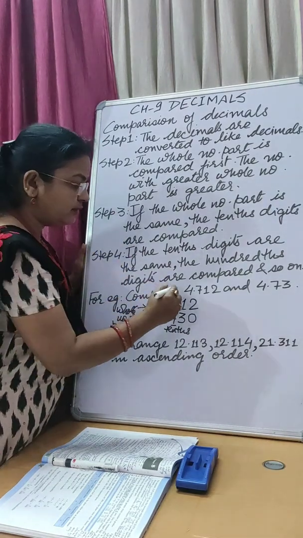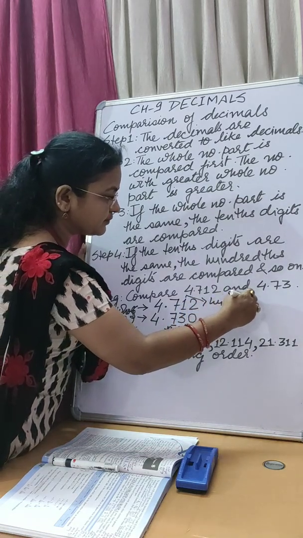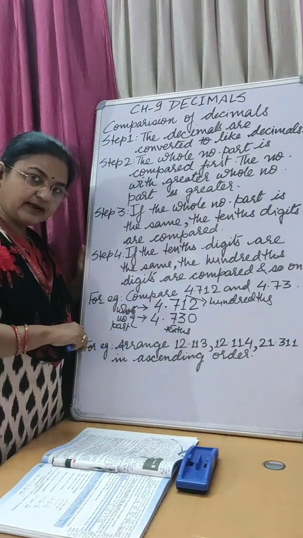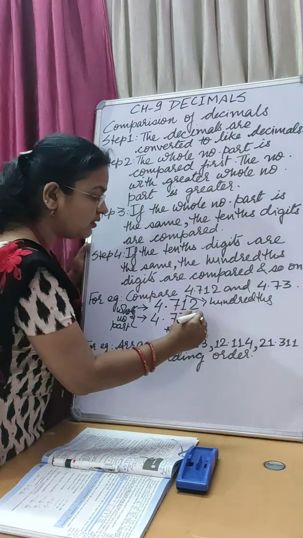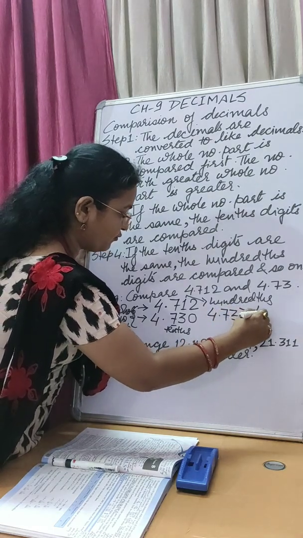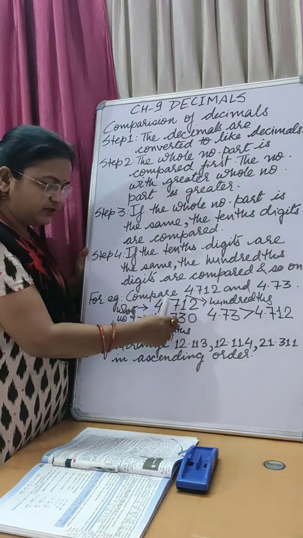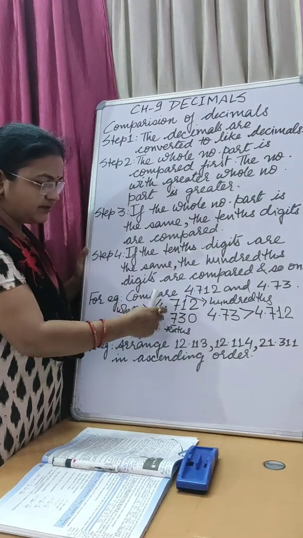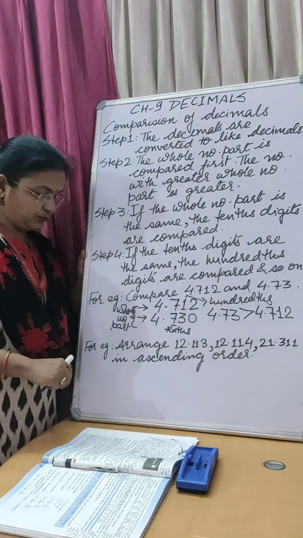So we'll move to the next step, and that is the hundredths position. What is that? 1 and 3. So which is greater? 3 is greater. So 4.730 is greater than 4.712. Now we'll not move further. Already we got the difference here, so no need of going further. Here we get the answer. So 4.73 is greater than 4.712.